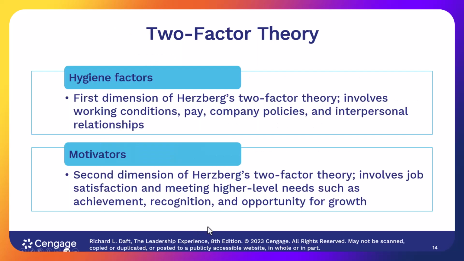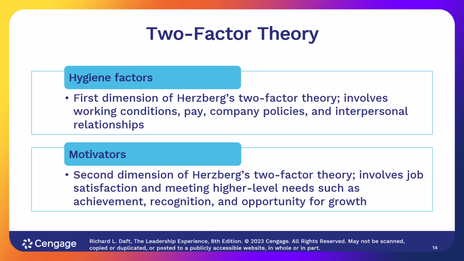The two-factor theory, hygiene factors. The first dimension of Herzberg's two-factor theory involves working conditions, pay, company policies, interpersonal relationships. Motivators: the second dimension of two-factor theory involves job satisfaction, meeting higher-level needs such as achievement, recognition, and growth.